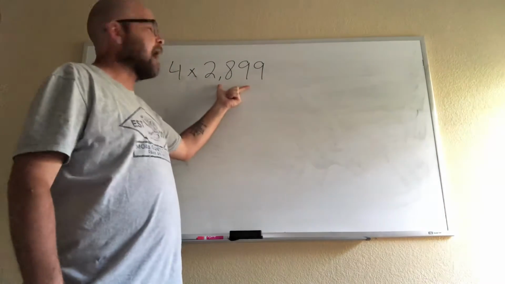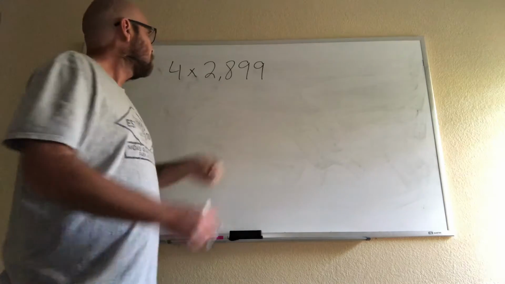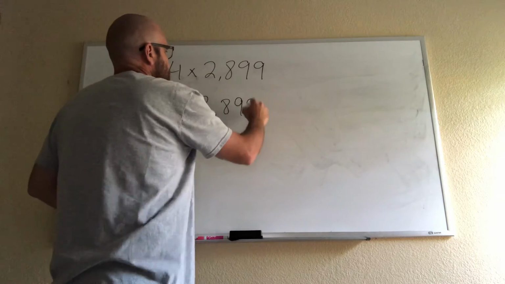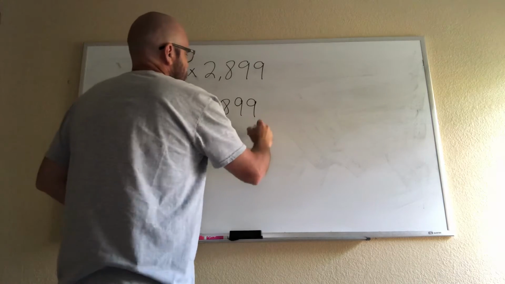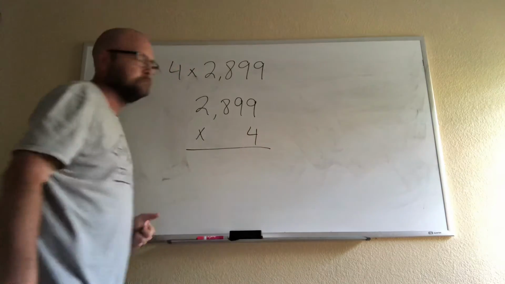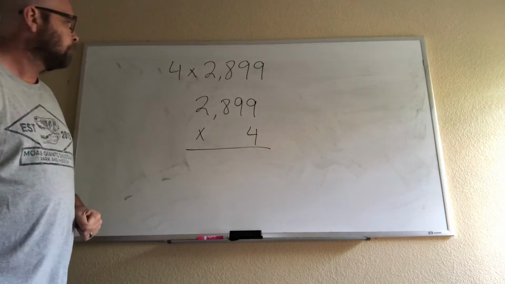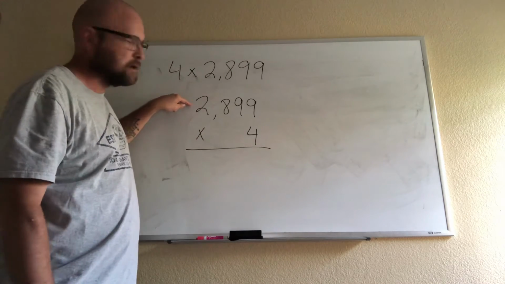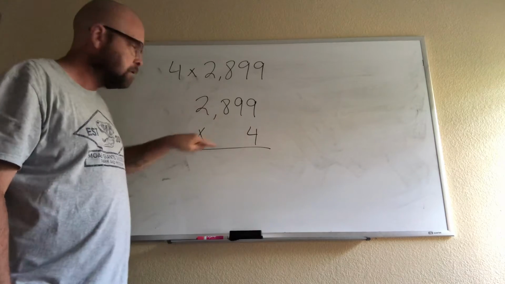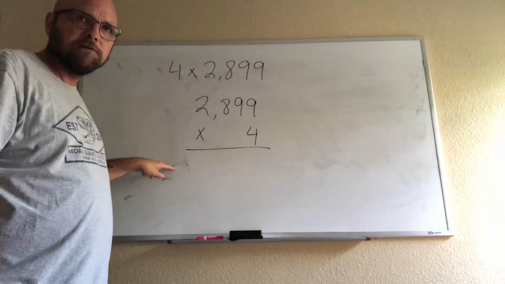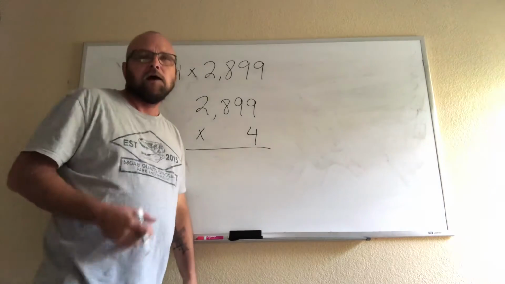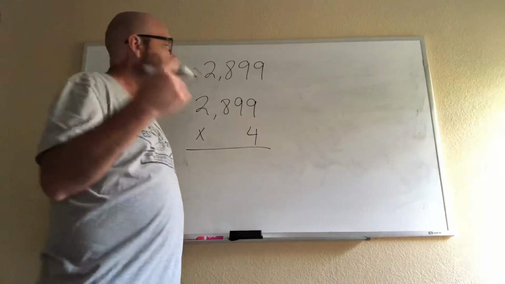I take my factor with the most digits, which is 2,899, and I multiply that by 4. So I have it written like this. 2,899 is a factor, 4 is a factor, and I'm looking for the product. But anytime before I do this, I'm going to make an estimate.